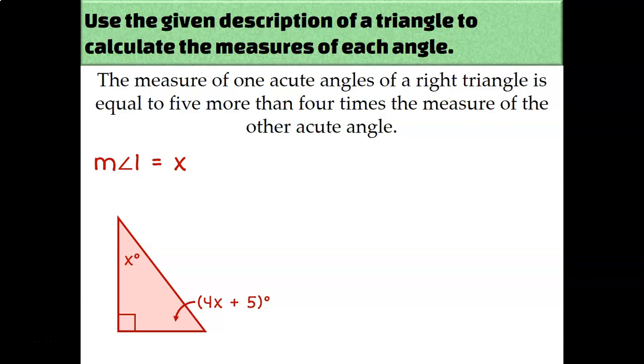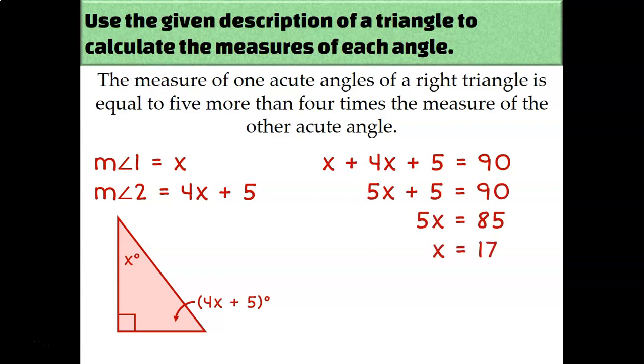4 times x, that's 4 times the measure of the other acute angle, and 5 more, that's the plus 5. So the measure of angle 1 is x, the measure of angle 2 is 4x plus 5. Since those are the acute angles of a right triangle, I can add them together and set it equal to 90 and solve for x.